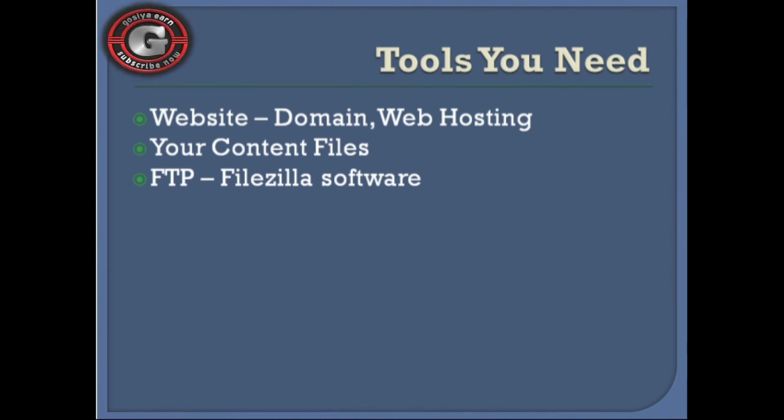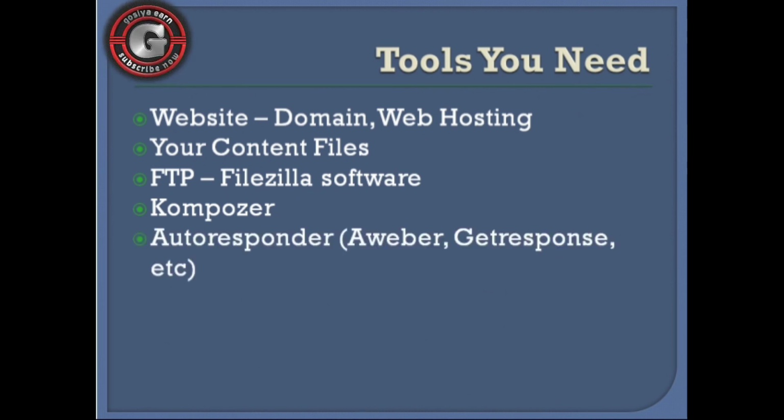You're going to need to have an FTP program, which stands for File Transfer Protocol. All that means is a fancy term for uploading your files to your web hosting account. So FileZilla, it's free software. You don't have to pay anything. Composer, I love it. I use it, and it's a free tool as well. It's a tool that allows you to edit the thank you pages, the sales pages, and so forth. And you're also going to need an autoresponder, whether that's Aweber, whether that's GetResponse, and so forth.